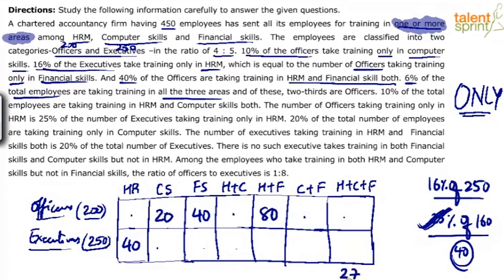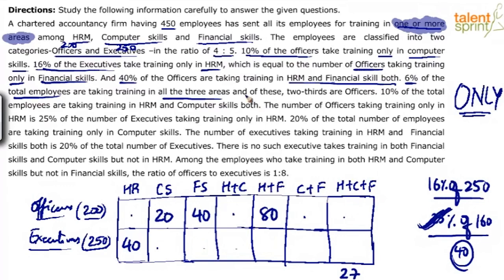Now, why did I write 27 here? Because I know that the sum of these two is 27. How much is in each cell is not known to us as of now. But a total of 6% of the employees are in all the three. So 27 employees are working in all the three departments, all the three trainings here.